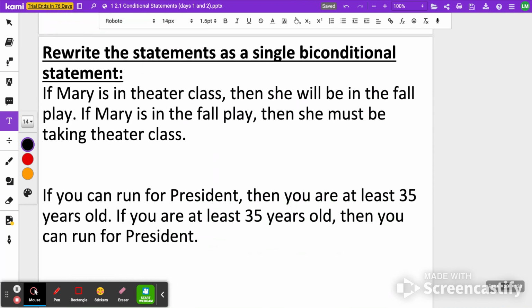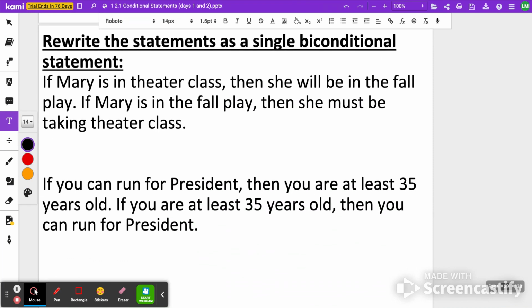Rewrite the statements as a single biconditional statement. If Mary is in theater class, then she'll be in the fall play. And if Mary's in the fall play, then she must be taking theater class. So we would write this as a biconditional statement as the following. Mary is in the fall play if and only if she is taking theater class.